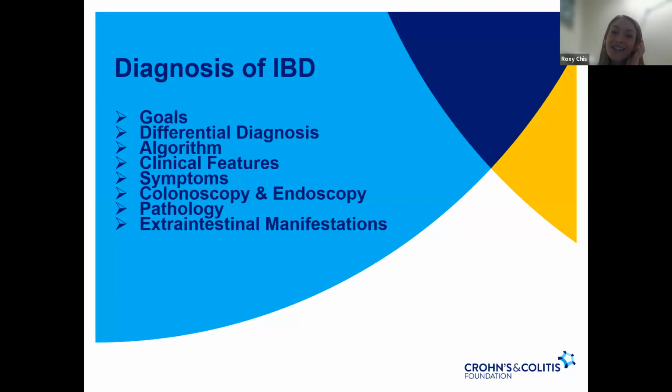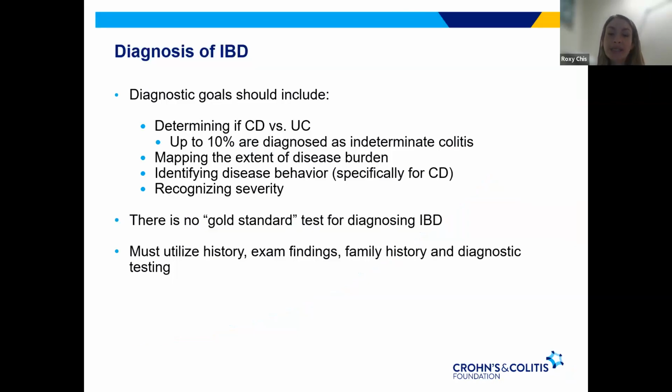Let's move into the meat of things. How do we diagnose inflammatory bowel disease? Specifically looking at what our diagnostic goals should be, I remember I said that there is a difference between Crohn's disease and ulcerative colitis. So our first diagnostic goal should be to distinguish whether this is Crohn's disease or ulcerative colitis that we're dealing with. It just so happens that about 10% of patients that have IBD don't fall into either category, and so they end up with a label of indeterminate colitis. Normally those patients will have features of both of the diseases.